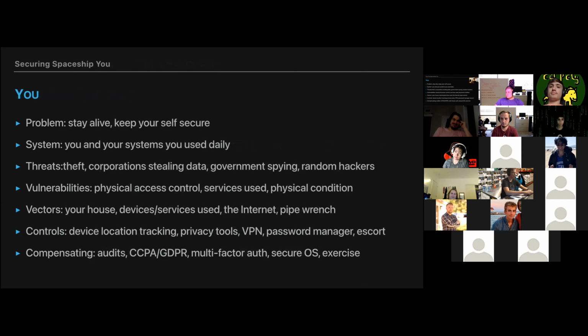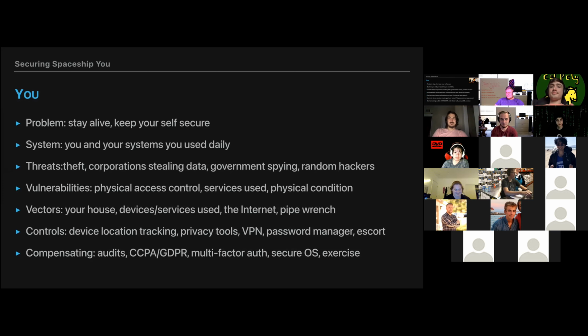Last one, right? Securing yourself, keeping yourself secure, keeping yourself safe. The problem you're trying to solve is to stay alive and stay secure. I'm going to go off the assumption that most of you want to keep living. If you don't, please seek help. Yeah, it's a serious matter. Keep your life, stay alive, keep yourself secure.